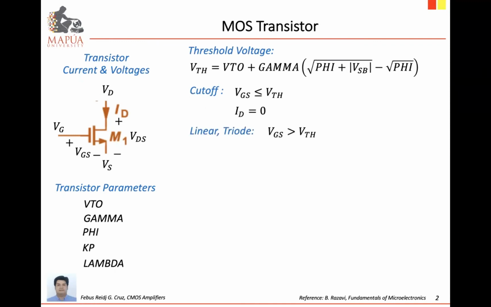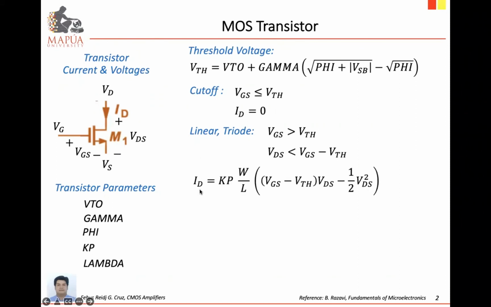Now, when the VGS is greater than the threshold, we go to the other requirement: check whether the VDS is less than the difference of VGS minus VTH. Check whether the VDS is less than the saturation point. So when these two are true, then the transistor is operating in the linear or triode region. And we are going to use this transistor equation.